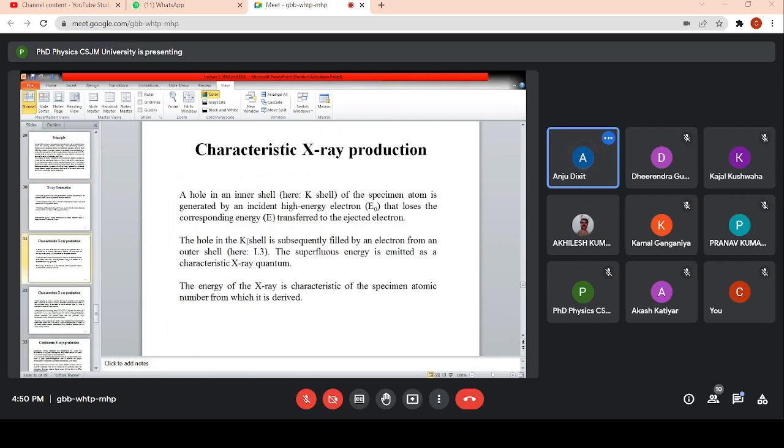So this slide is explaining how these characteristic X-rays are produced. A hole in an inner shell, that is the K shell, of the specimen atom is generated by an incident high energy electron that loses the corresponding energy, transferred to the ejected electron. The hole in the K shell is subsequently filled by an electron from an outer shell.